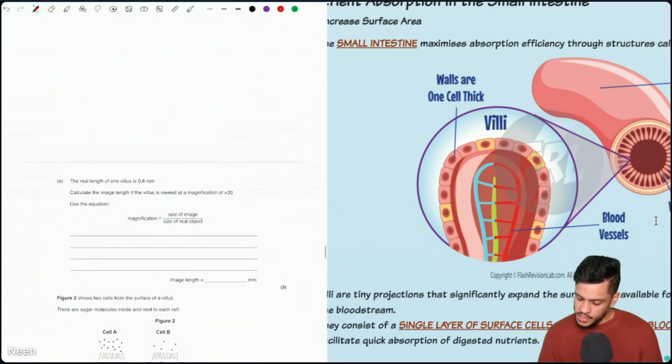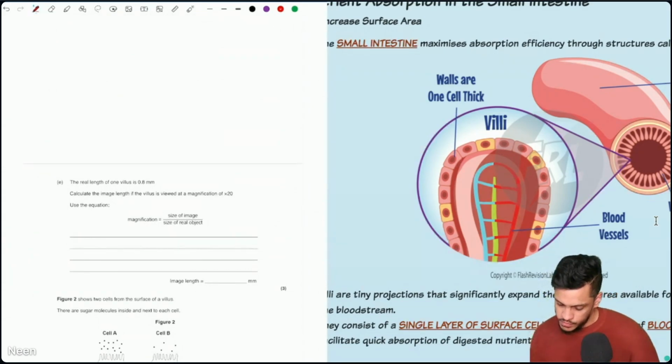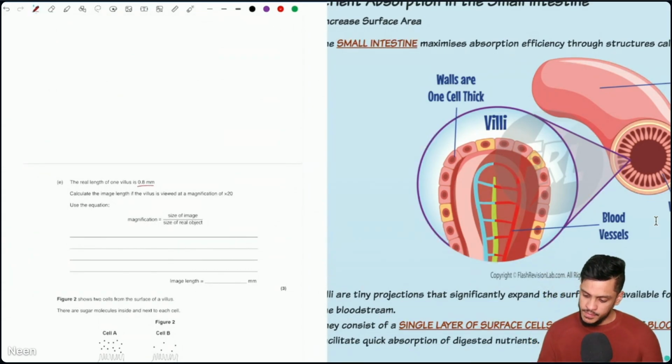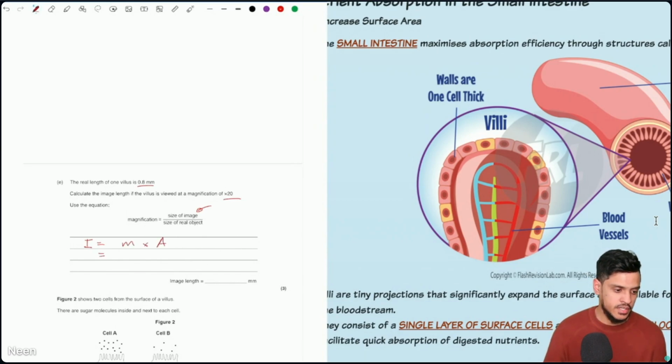Next question is one about magnification. So we've got the real length as 0.8 millimeters, magnification of times 20. They've literally given you the equation. So you can just put the numbers in. Do we need to rearrange this? Yeah, we need to work out size of the image. Size of the image is equal to magnification times actual size. So let's multiply the 2 numbers together. 20 times 0.8. That gives you an answer of 16 millimeters.